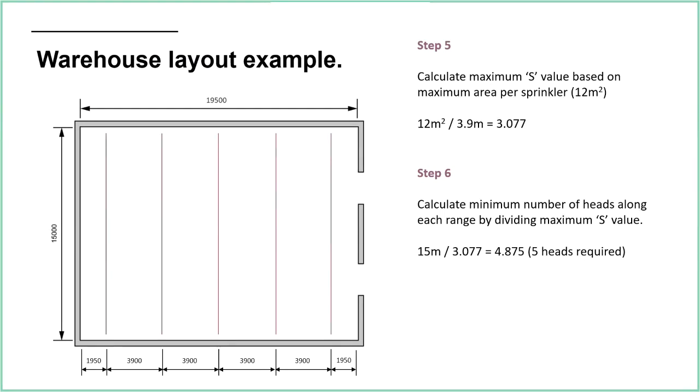Now we say we've got 15 meters to play with. The maximum we can go is 3.077. So we do 15 divided by 3.077, and we get 4.875, which coincidentally is the same number we had last time. So again, we say, right, we need 5 heads per range going north to south.